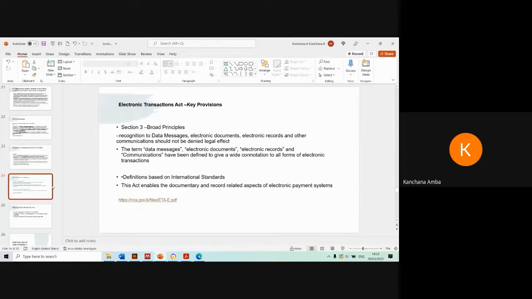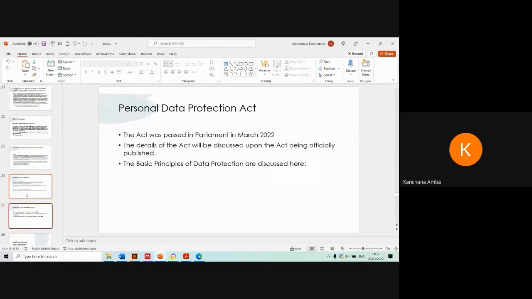It recognizes data messages, what we discussed before, and so it sort of facilitates. So you can use this in a court of law, right? So that is the important thing. So those are the main acts.